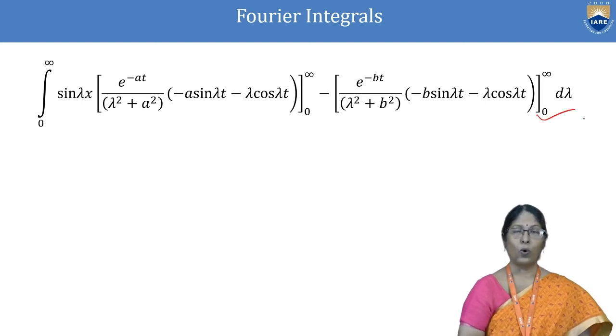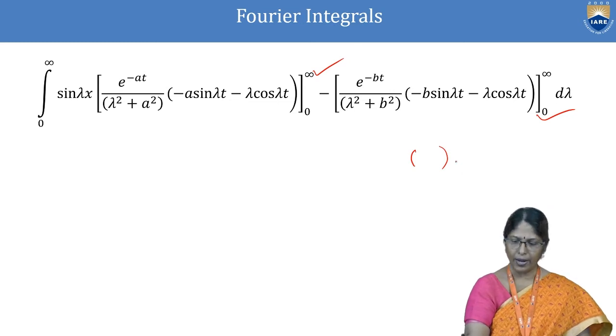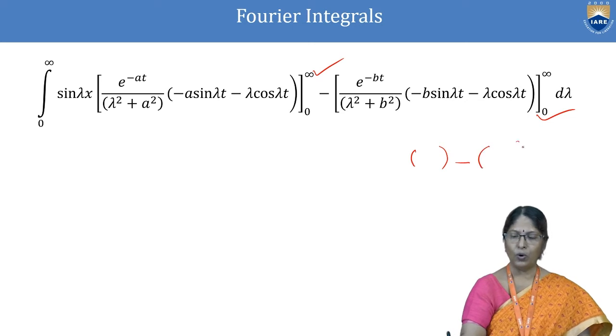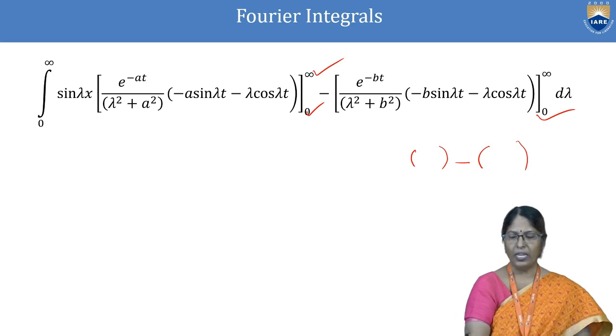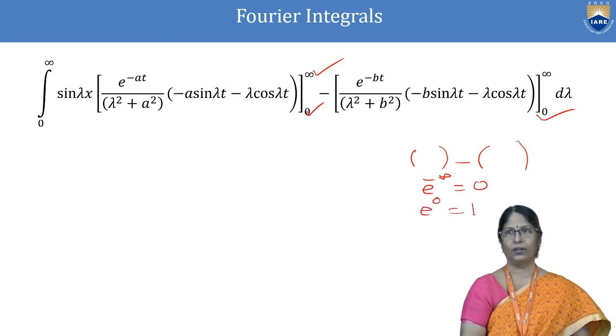So it is written once again. Now we will substitute the limit, that is from 0 to infinity. We know that the upper limit we will substitute first. Our upper one is infinity, minus, this is related to the formula. Then the lower part, lower is 0, that we will substitute. E power minus infinity, the value is 0. E power 0, the value is 1. These two we have to remember.